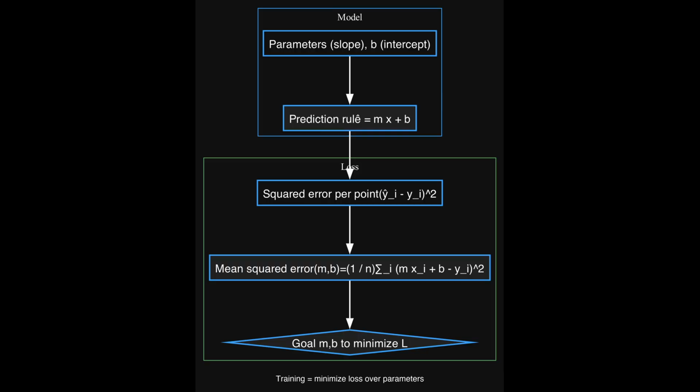In episode 2, we built a line. Prediction equals slope times x plus intercept. In episode 3, we built a loss, mean squared error. Put them together and the loss becomes a function of the parameters, slope and intercept. So training is not mysterious. It's just minimizing a function of two variables.